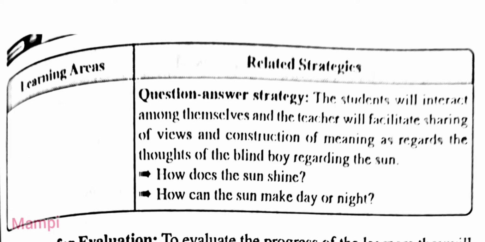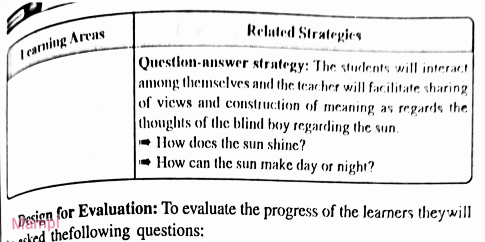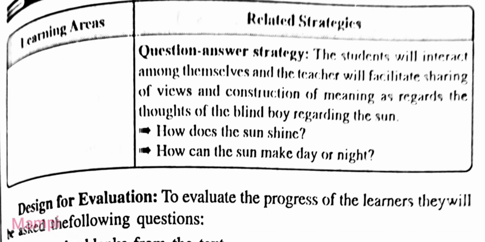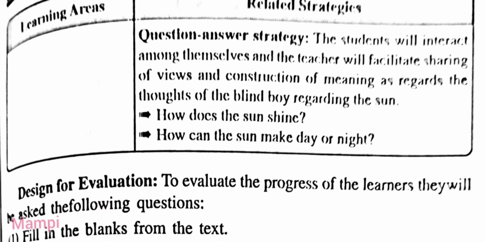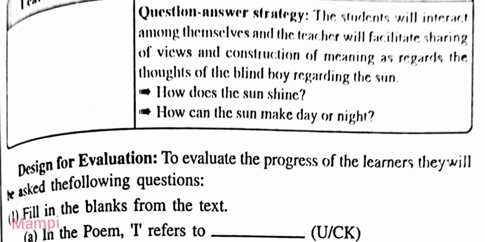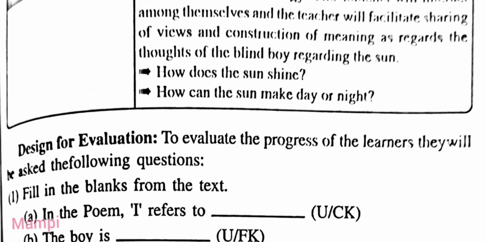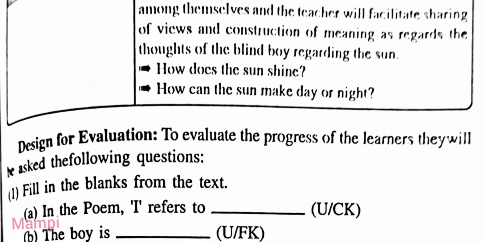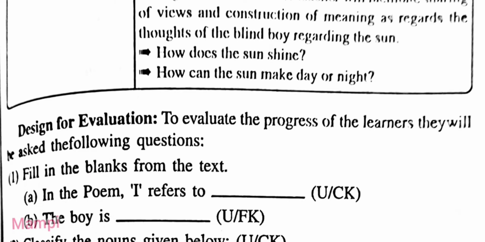Next point is design for evaluation. To evaluate the progress of the learners, they will ask the following questions. Next is fill in the blanks from the text. First question, number A. In the poem, I refers to dash. So this question is to fill up the word taken from the text. Number B. The boy is dash.